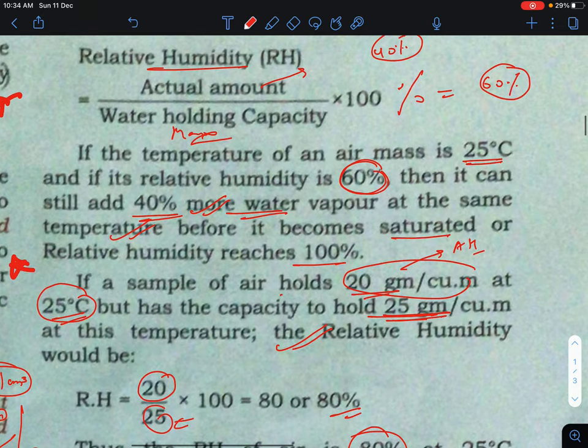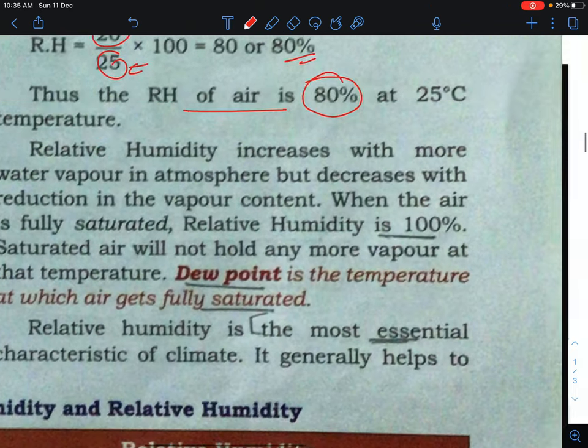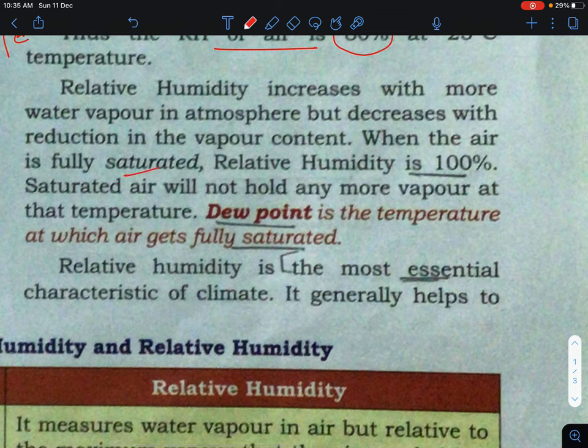Because if we increase the water vapor, the relative humidity is going to increase. With more water vapor present in the atmosphere, the relative humidity is going to increase. The second point is that when the air is fully saturated, the relative humidity will be 100%. Obviously, because when the water vapor in the atmosphere gets fully saturated, the relative humidity will be 100%. The saturated air will not hold any more water vapor at that temperature.